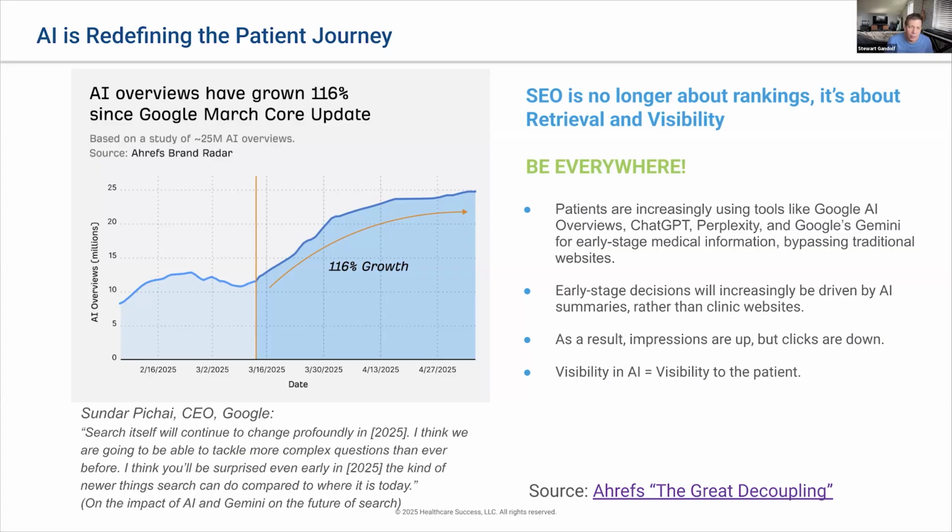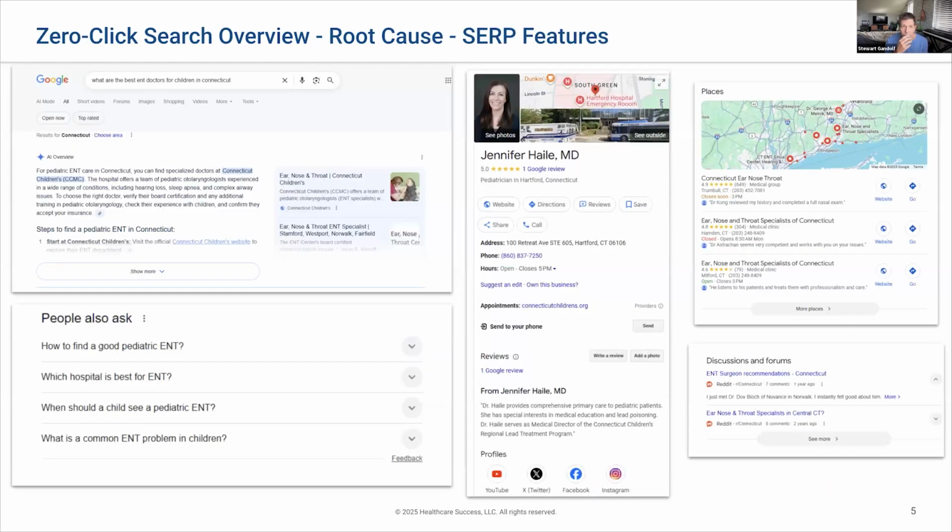This is being called now, we've sourced over here, the Ahrefs decoupling or the great decoupling. What we're seeing is that impressions are no longer necessarily resulting in clicks. And here we have a little quote from the CEO of Google saying that search will continually change profoundly this year. And I think we've seen that very, very big so far already. On the next slide, Brandon.